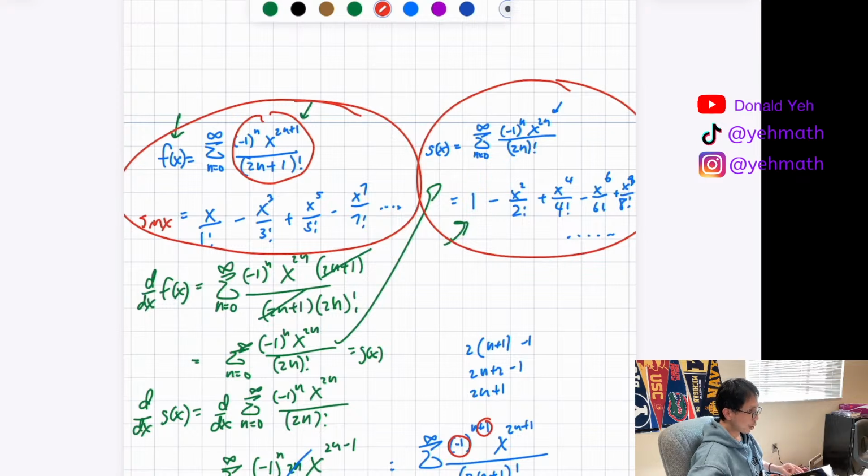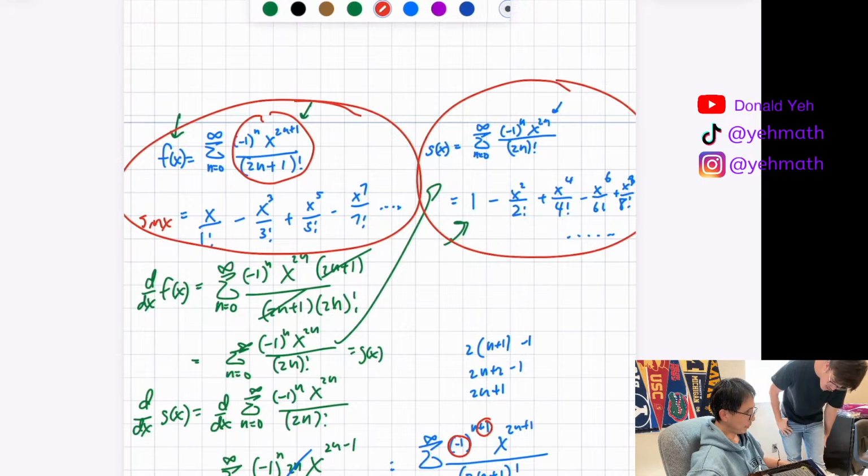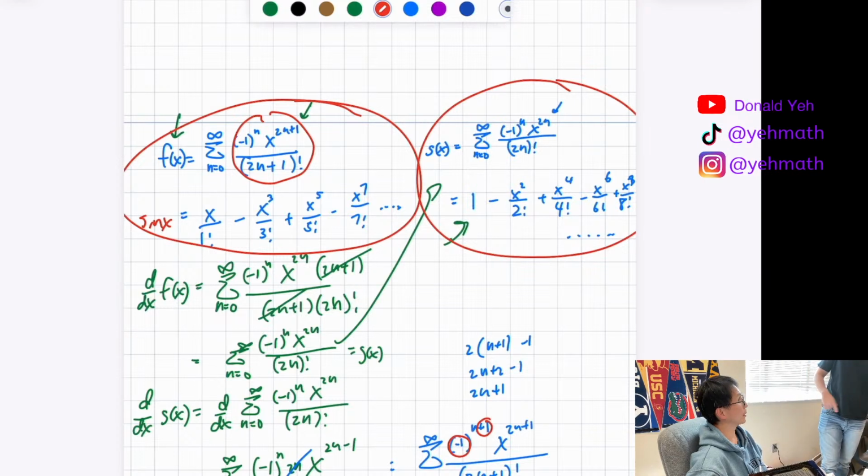So you look at this page. You can come here and take a picture of this page. This page has all the functions. It has all the interval of convergence. You see that sine and cosine is from negative infinity to infinity. But the tangent is probably from negative pi over 2 to pi over 2. Yeah, that makes sense.